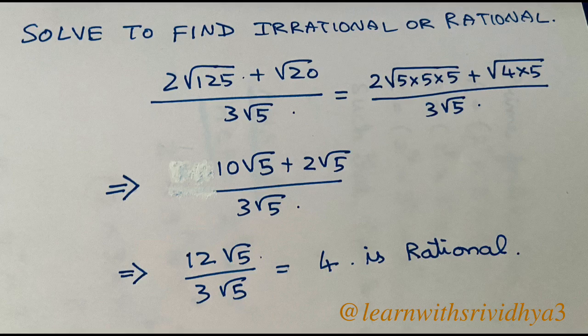Let us see one example to understand the concept better. They have given 2 root 125 plus root 20 divided by 3 times root 5. We are going to find whether this number is irrational or rational. On solving it, we find the value to be 4, which is rational. So, whenever you find root numbers, try to solve it and bring it to the simplest form to make a confirmation whether it is irrational or rational. We have completed the concepts in chapter 1.